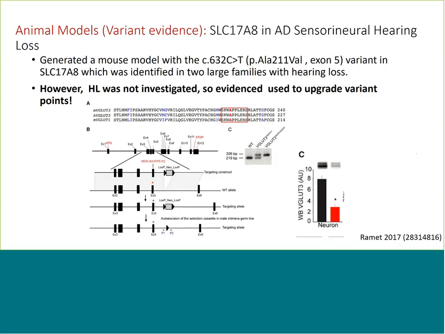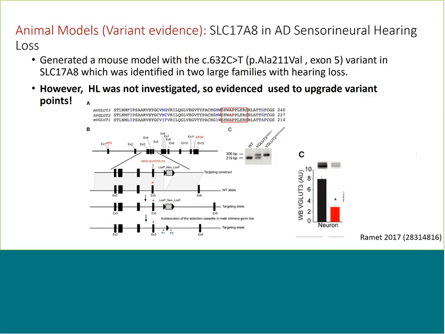So in this case, we would prefer actually scoring a missense animal model. And in this case, these authors generated a mouse model with a missense variant in it that was identified in 2 large families with hearing loss. However, in this case, they didn't investigate hearing loss. So all that we could do in this instance, even though we would want to score, I think the authors had mentioned that hearing loss was being investigated, and it was a 2017 paper.